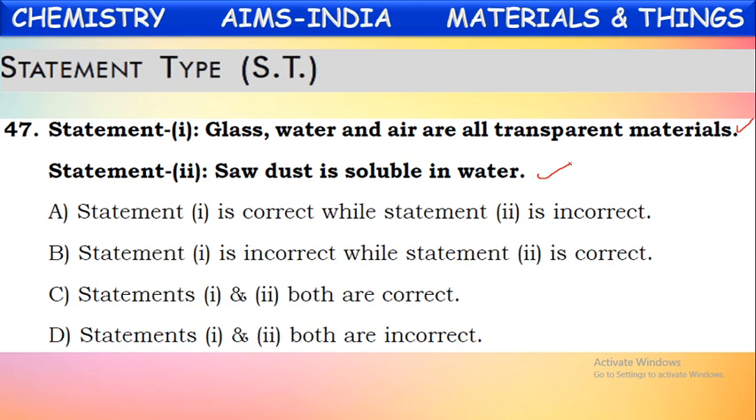Now, what will be correct? Sawdust is not soluble. Sawdust is insoluble in water. Only statement 1 is correct, statement 2 is incorrect. See where it is mentioned, statement 1 is correct while statement 2 is incorrect. So this is the correct answer. Okay, this is about statement type questions.